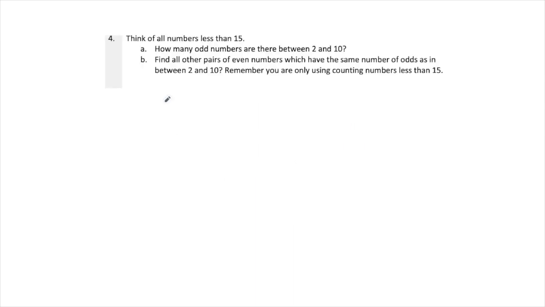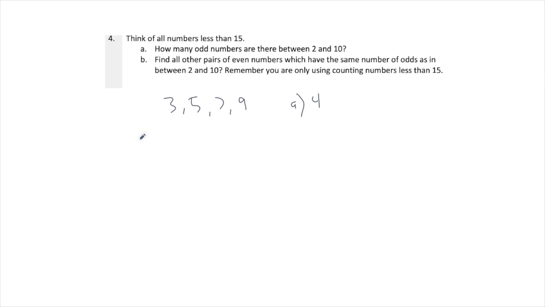For part A of this problem, we have to find the number of odd numbers between 2 and 10. So this is really straightforward, as we can just list them out. So that would be 3, 5, 7, and 9. So that gives us 4 numbers, so the answer to part A would be 4 odd numbers.